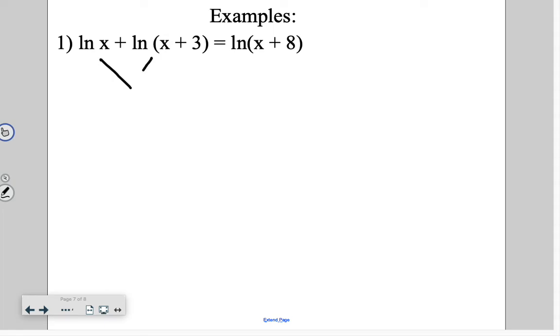So if I condense these 2 logs, since I'm adding, what do I do with the arguments? Multiply. So this will become the natural log of, if I take x times x plus 3, we get x squared plus 3x.